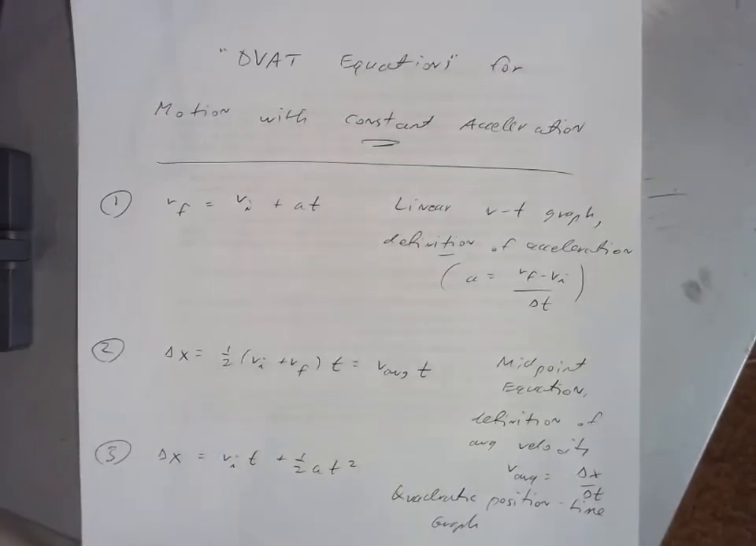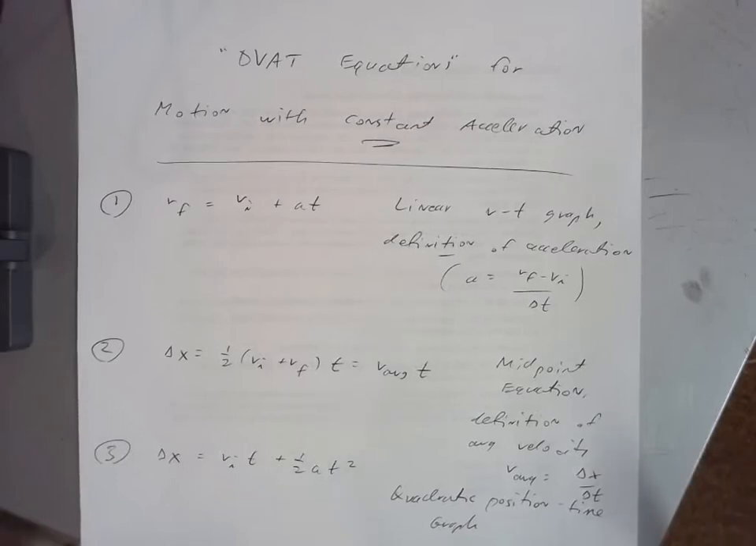So we're going to work a complete example of a DVAT problem. DVAT problems are problems where there is motion with constant acceleration. And in class and in the textbook, we have derived 4 different equations that describe that motion with constant acceleration. And they're listed here.